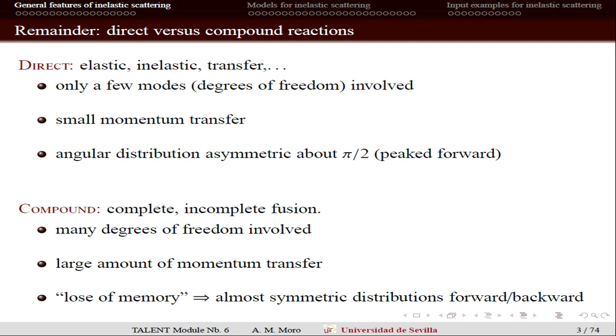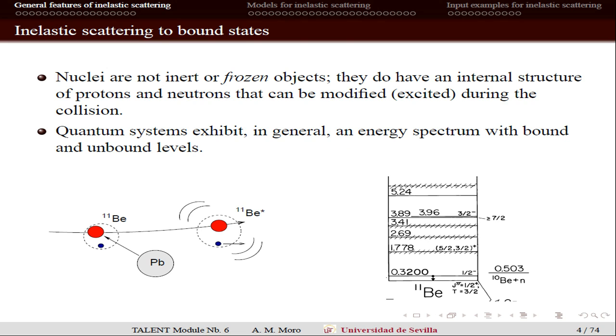In compound nucleus reactions, you know that the nuclei collide and they tend to form some compound system, so it loses its identity. This compound will live for some time and then will decay, producing some fragments. But we will be studying the first part of reactions. First of all, we will study inelastic scattering to bound states, and then we will extend our methods to the continuum.